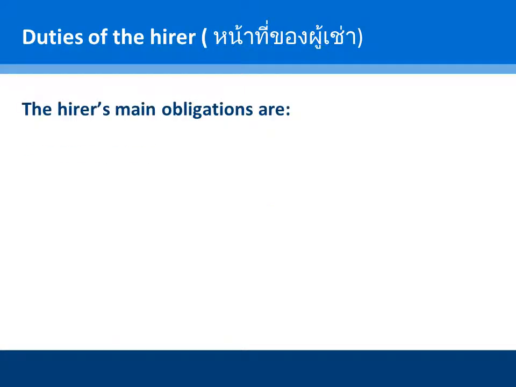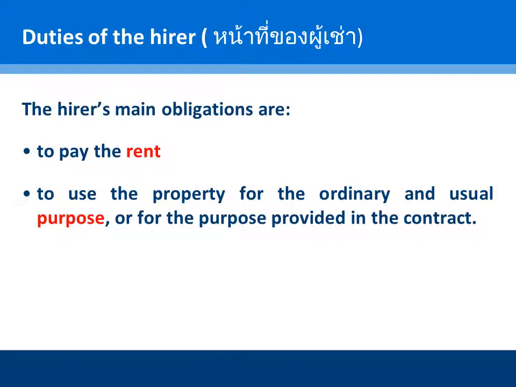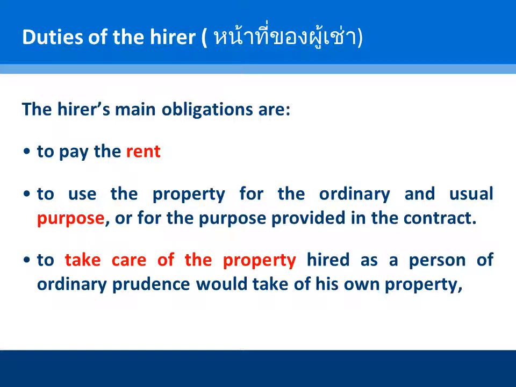On the contrary, if I am the hirer, I must, of course, pay the rent and use the property for the ordinary and usual purpose. For example, if I rent an apartment as a student, I cannot change the destination of this apartment by making a swimming pool or a nightclub. Also, I must take care of the property as a reasonable person, in other words, as I would take care of my own property.